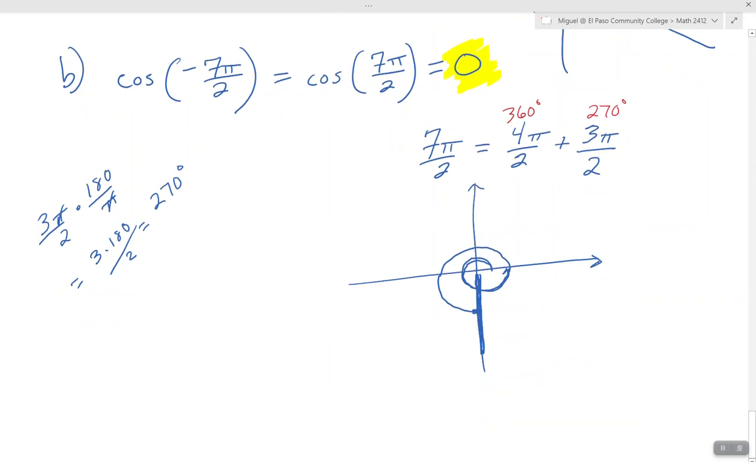Okay, so keep that in mind. If you prefer to work in degrees, you can. Just make sure you convert back to radians in the end, in case the web assignment is asking for radians.